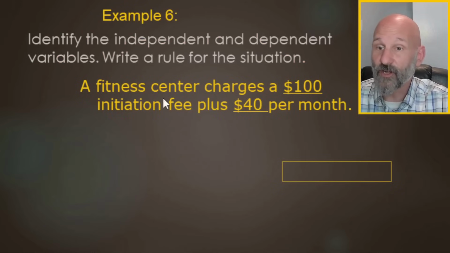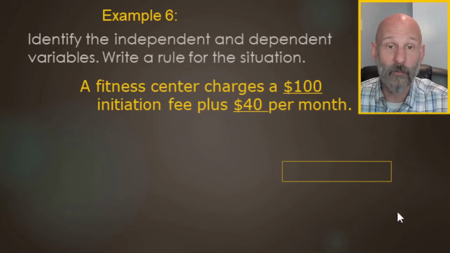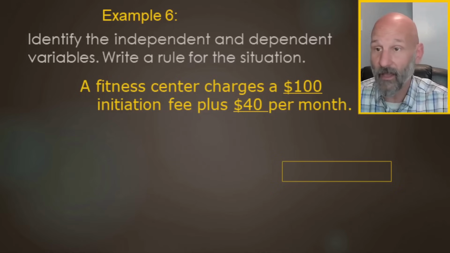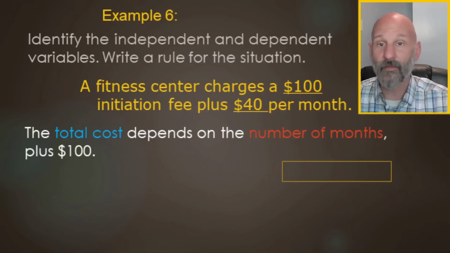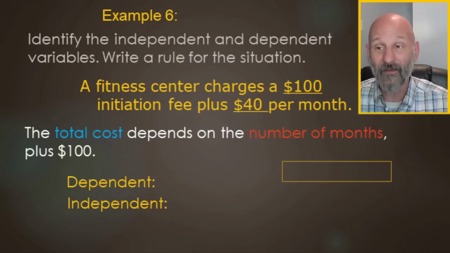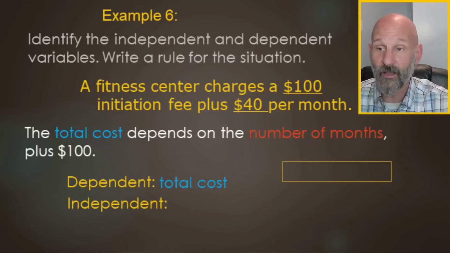A fitness center charges $100 initiation fee plus $40 per month. Right, a function. Here we go. So the total cost depends on the number of months plus the $100 there. Okay, so that means that our independent variable is going to be number of months right there, because the total cost depends on number of months.